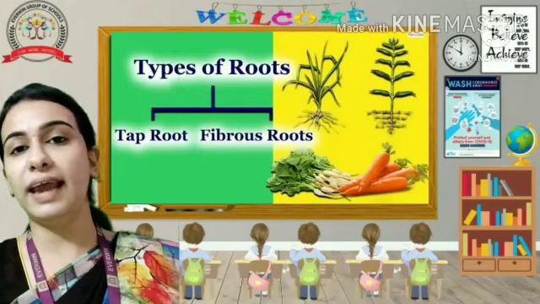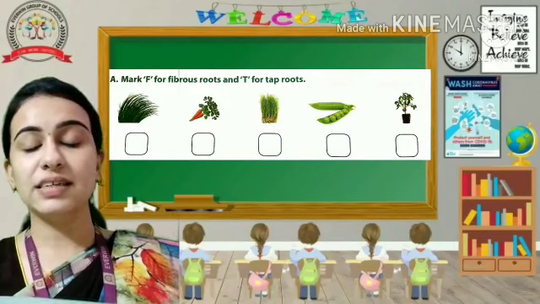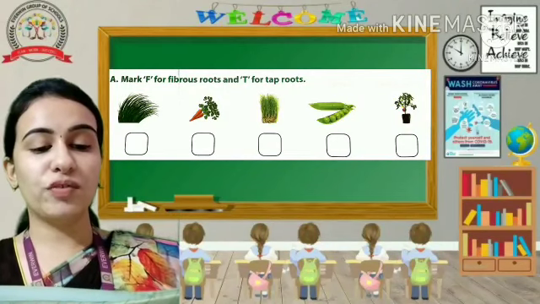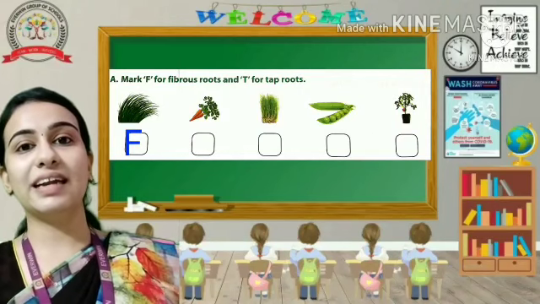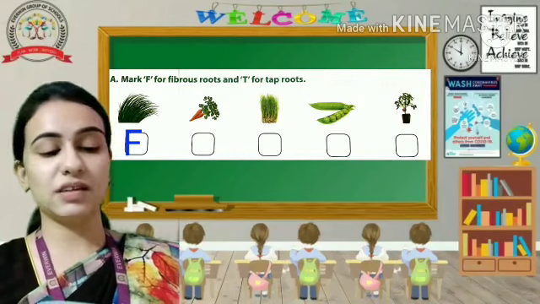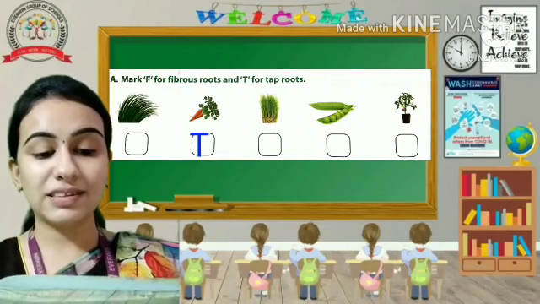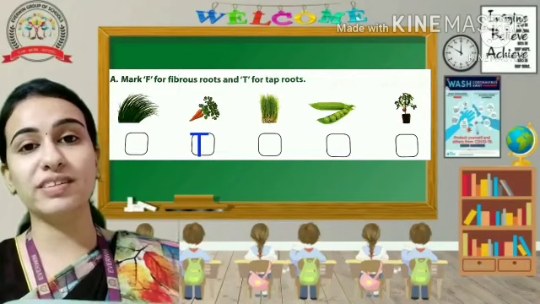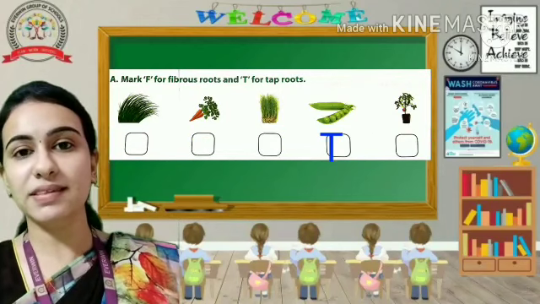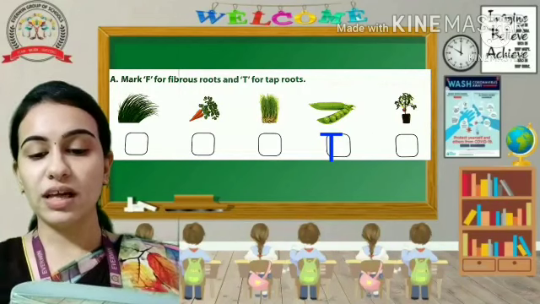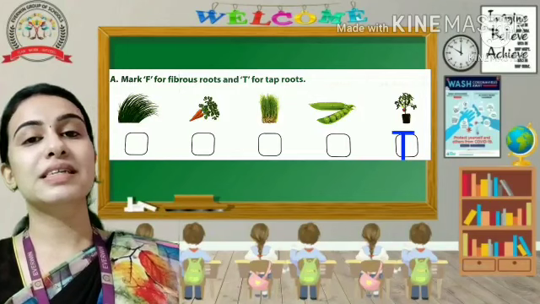So now let's do the A exercise. Mark F for fibrous roots and T for taproots. First one, you can see the grass, right? What root does it come under? Exactly, it comes under fibrous root. Carrot is an example of taproot. Third one, wheat, is an example of fibrous root. Peas is an example of taproot. Then you can see a tomato plant. It is an example of taproot.